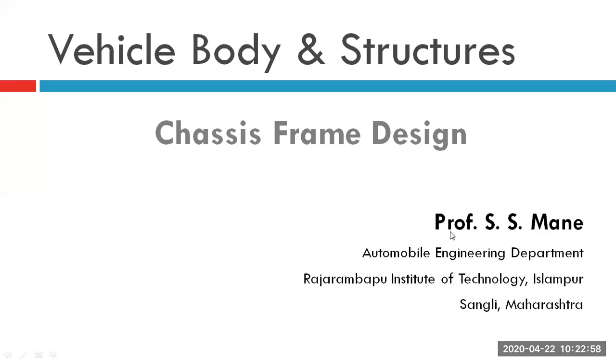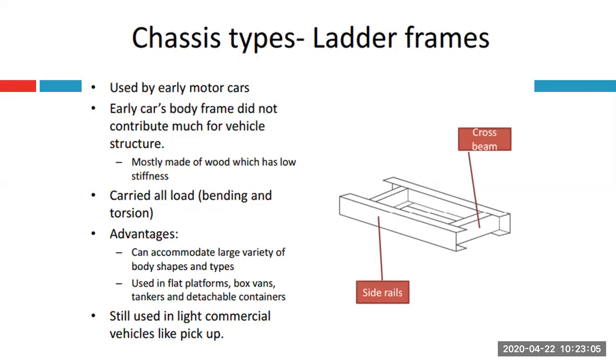So we'll start with the chassis frame design, and most of this part is already covered in previous modules, but we'll just go through it quickly because it's a part of the syllabus for this module. So different types of chassis which are very commonly used. First one is a ladder frame.